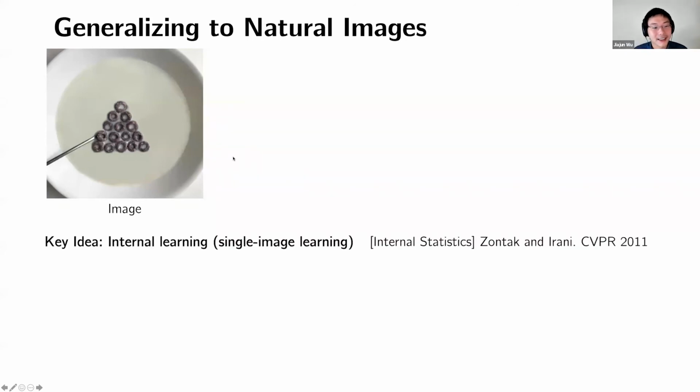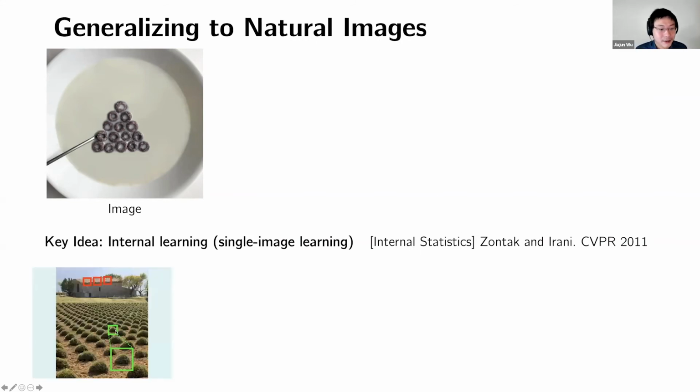And the key idea we borrow is from what's called internal learning or single image learning. And for people who are interested, I think this Zontag and Irani paper back in 2011 is very interesting. The main idea is, the image statistics often repeat themselves within a single image. It can be within the same scale. You can see the patches of the roof are similar. It can also be across different scales, right? Because of perspective, you have the 3D scene, you perspective project it into a 2D image. So patches may be repeating themselves, but just at different scales, right?